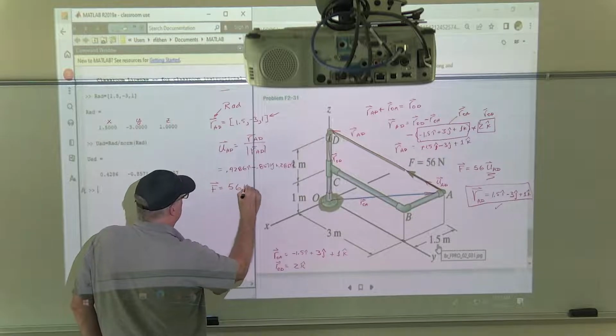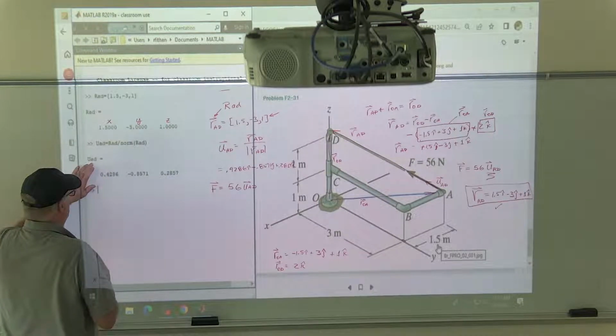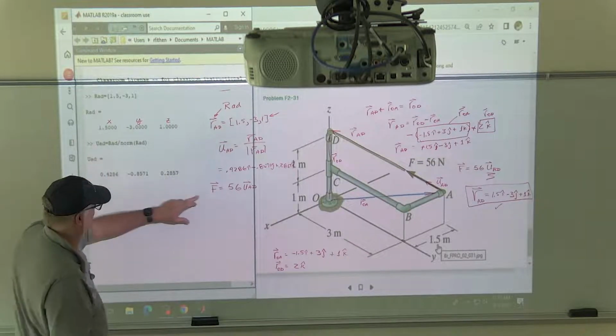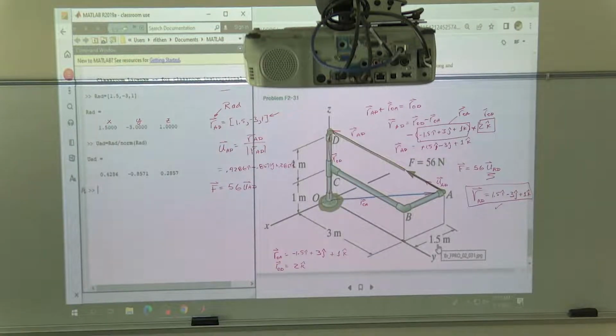56 times UAD. So I'll just call that F, because there's no other F. I don't have to put a subscript on it. And I'll just do that right here. 56 times UAD.